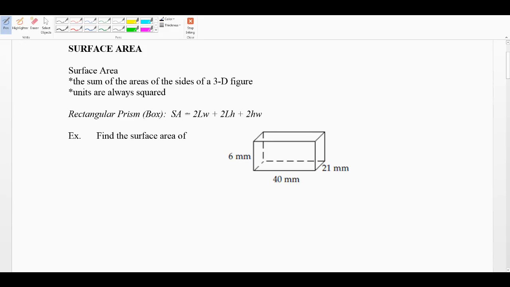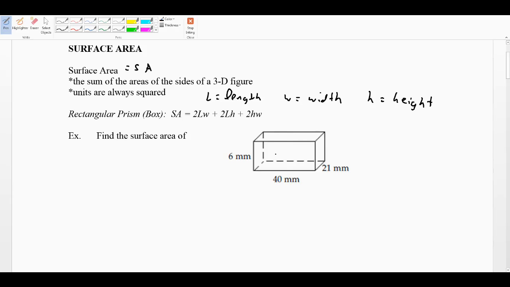Now, anytime you see SA, that's going to be surface area. And for a box, L is going to be the length, W is the width, and H is the height. It does not matter which one you call which, just stay consistent. The reason is that the box may be on this side, but you may turn it upright, which may change what you call these sides.